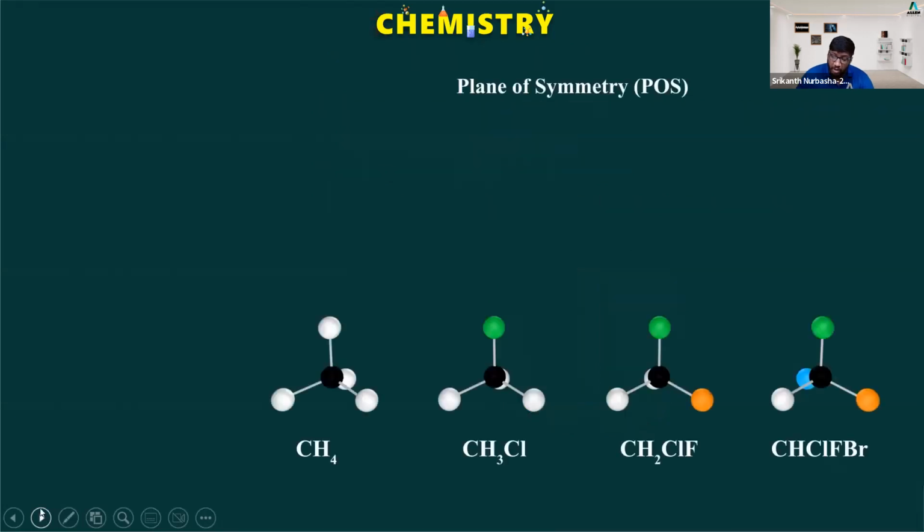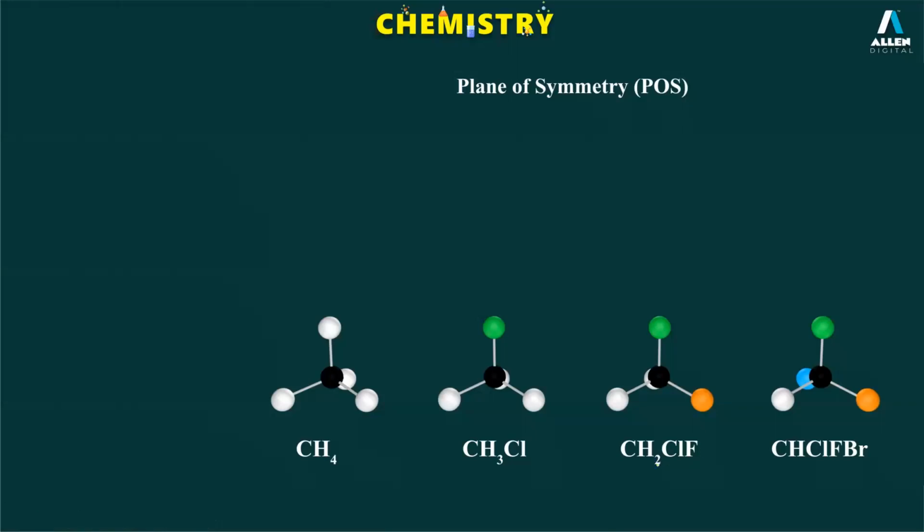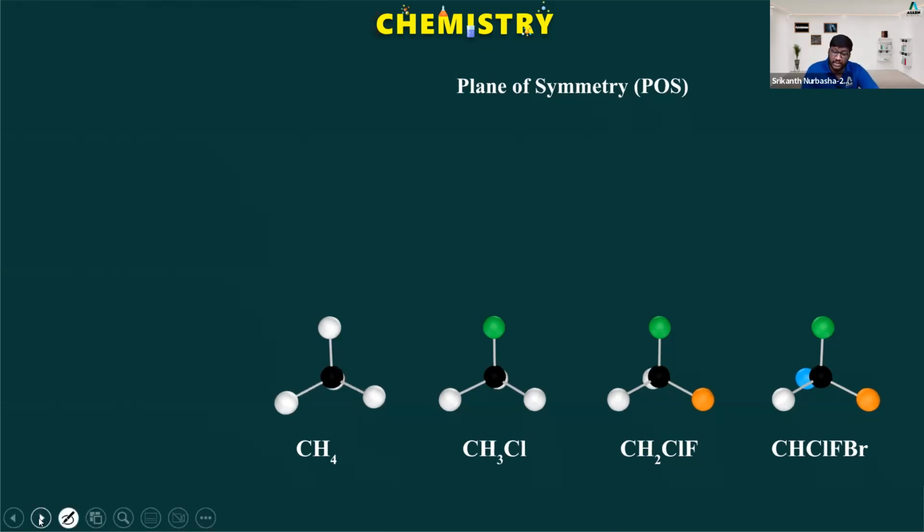So out of these four compounds, which has a plane of symmetry and which does not, try to figure out. CH4, CH3Cl, CH2ClF, CHClFBr. CH4 has a plane of symmetry or not? Yes, sir. CH3Cl? Yes, sir. CH2ClF? Yes, sir. So whenever you have two groups which are the same, there will always be a plane of symmetry.